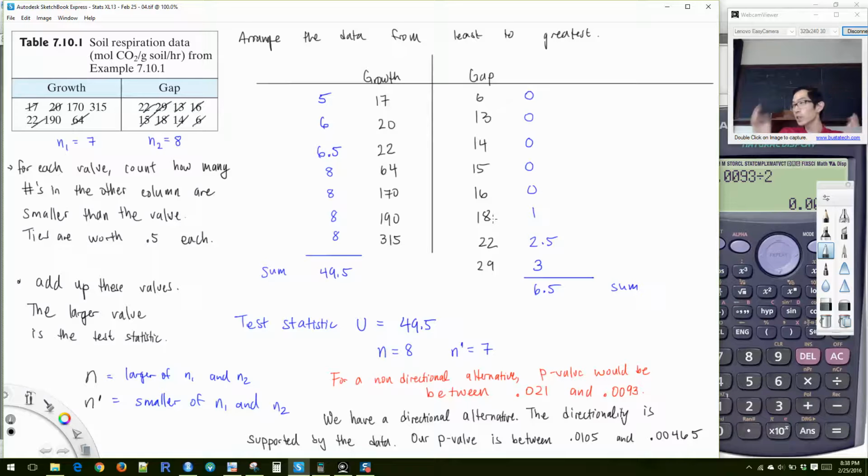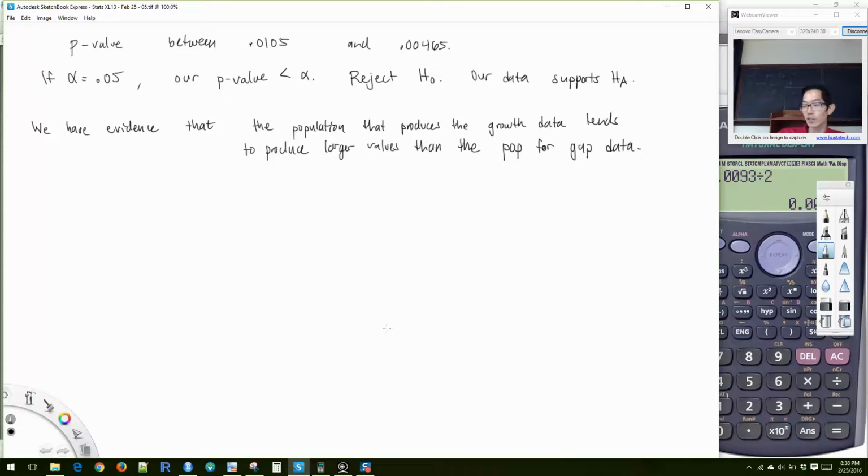But we can keep shuffling this over and over and over again and see how often I get a value like 49.5 by random chance. It turns out that if you did this study, you would get that value of 49.5 between 1% and 0.5% of the time, and that's where these table values are coming from. If you don't care where the table values are coming from, don't worry about it.